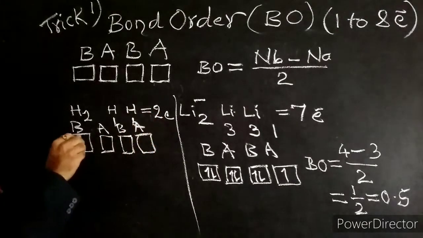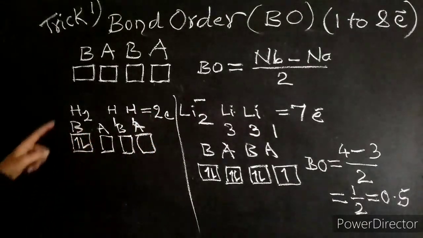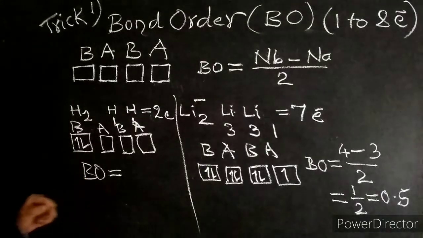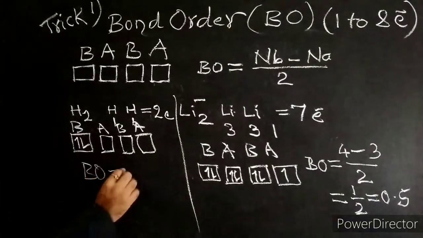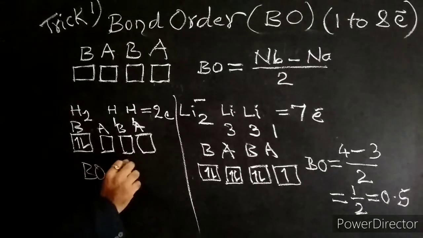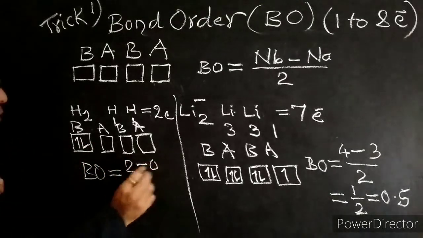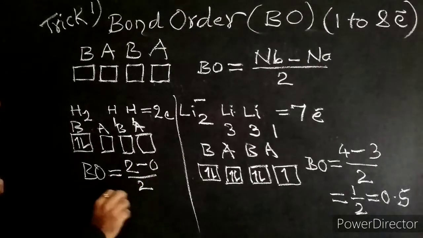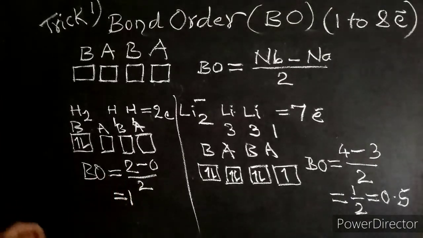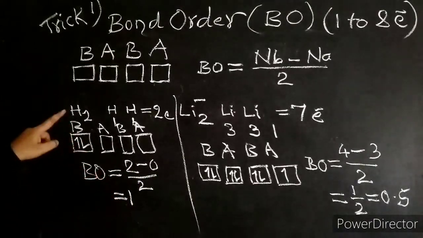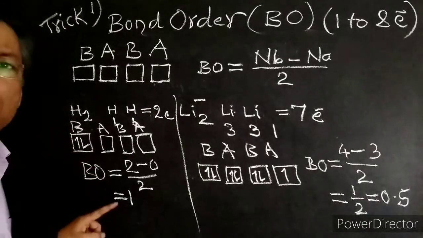Two electrons enter the first bonding orbital. Therefore, to calculate the bond order, we use the formula bond order equals number of bonding electrons, that is 2, minus number of anti-bonding electrons, which is 0, divided by 2. 2 divided by 2 equals 1. Therefore, the bond order in the case of the hydrogen molecule is 1.